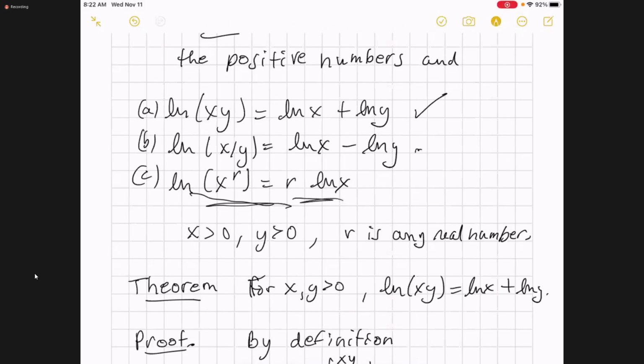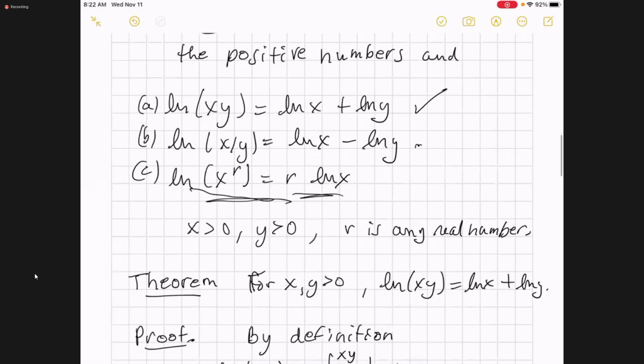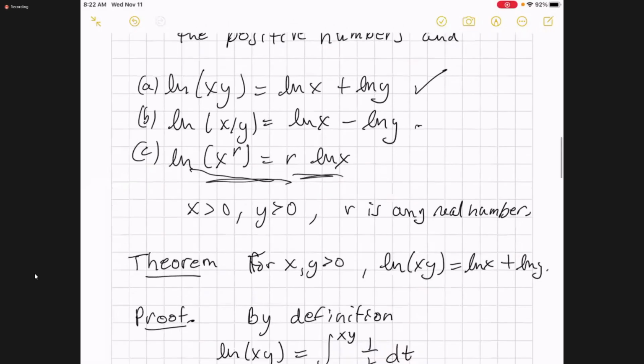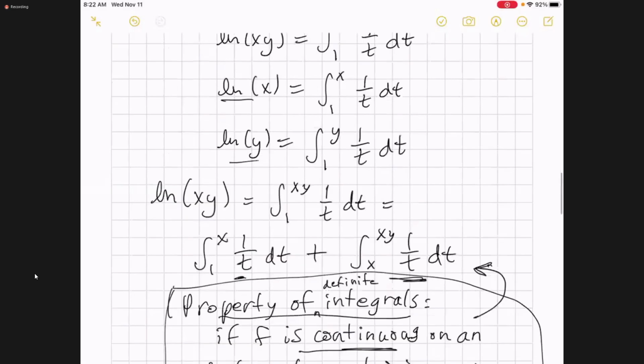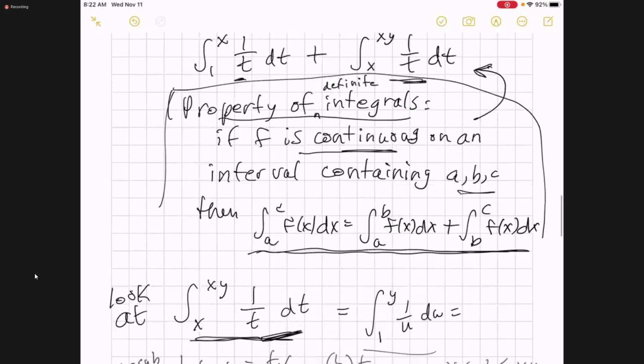Let me prove this third one, or I'm going to be able to prove it as long as r is a rational number. Proving it for the irrational numbers is a little bit beyond us at this point. You really need to have an analysis course before you can see that.